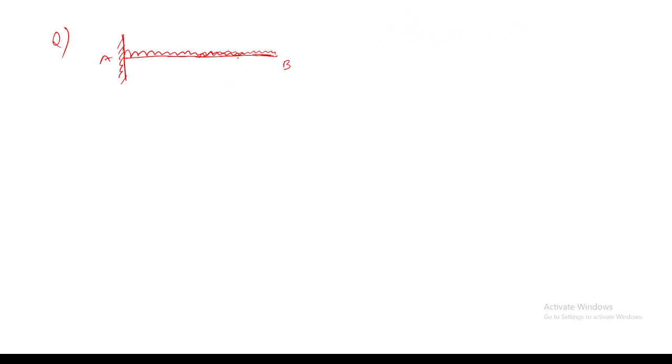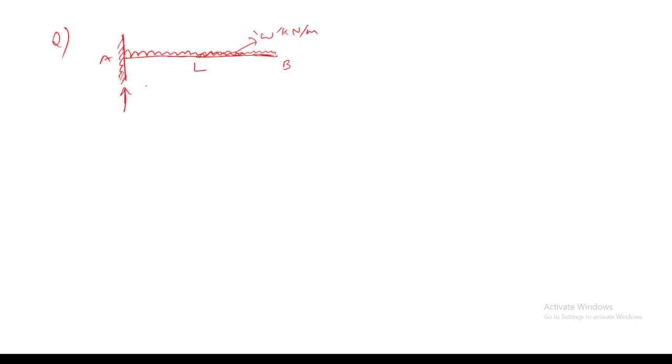Fine. So for this problem, AB is of length L, and the load is W kilonewton per meter, which means it is a UDL. So it has W as the kilonewton per meter, and this is a cantilever beam. So first the step is to find out the reactions. I will proceed very fast.